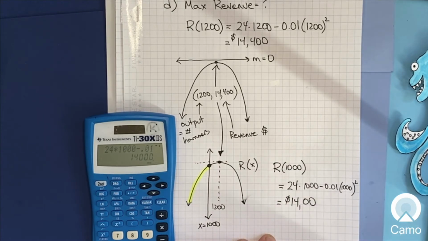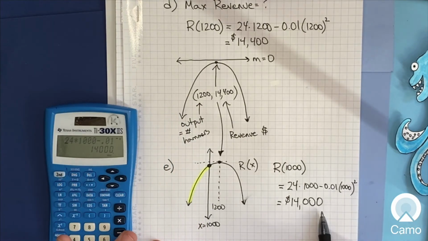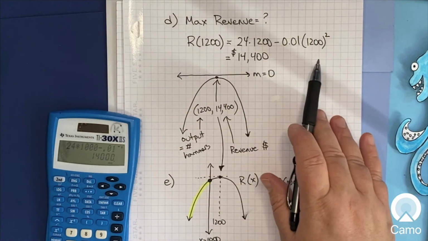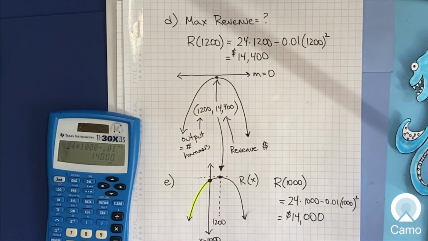Or sorry, 14,000. 14,000, yes. My hand knew what it was, my mouth did not. So 14,000, so we still do pretty well. If we could make any amount of hammers, we'd make 1,200, and then our revenue would be 14,400. However, we can't, so we're just going to make, in terms of revenue, 14,000.